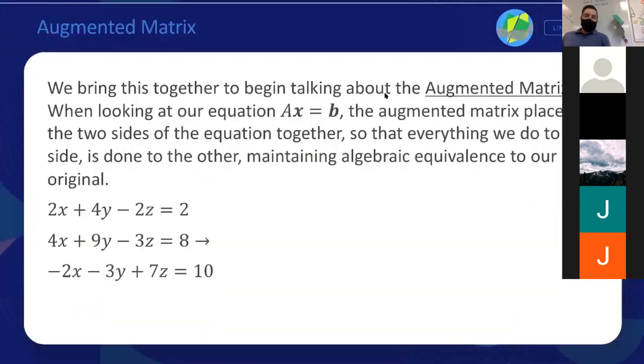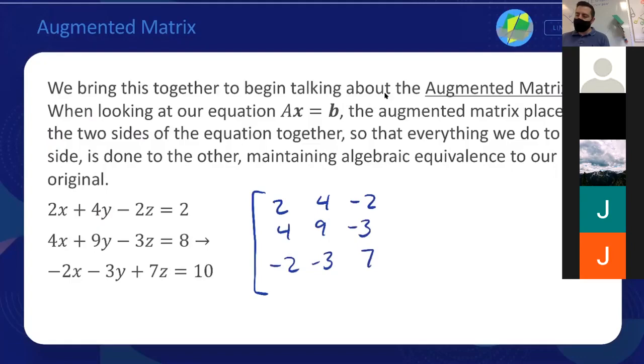Okay, the augmented matrix is what we'll be seeing this whole time. So we're looking at this AX equals B. And just remember, everything we do to the left side of the equation, we want to do to the right as well. Just like in Algebra 1, you would not want to mess with the left side of the equation and leave the right side alone. So the augmented matrix just puts our coefficient matrix in the same matrix with the right-hand side of the equation.